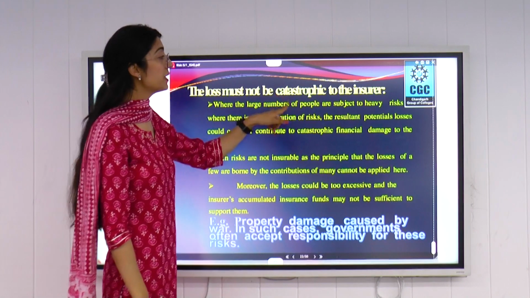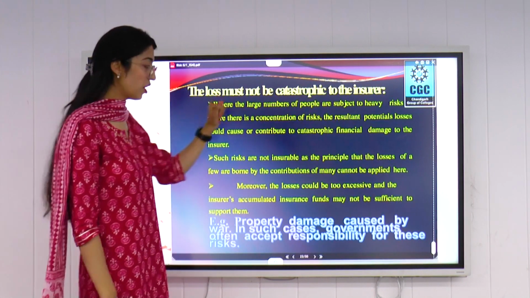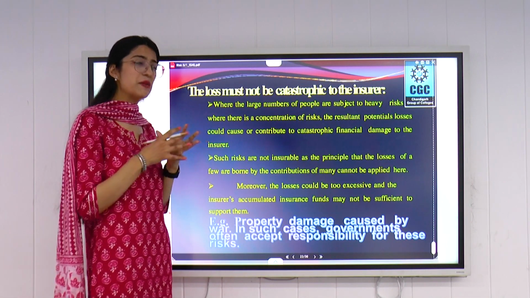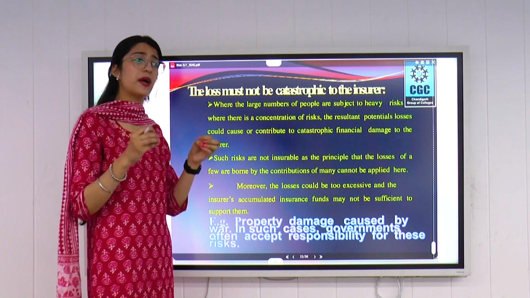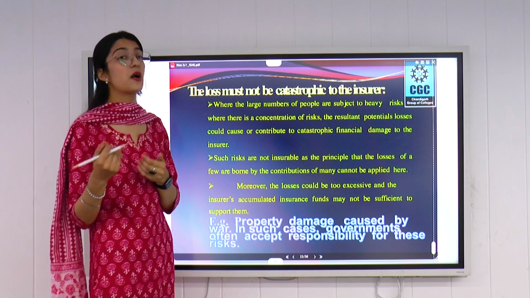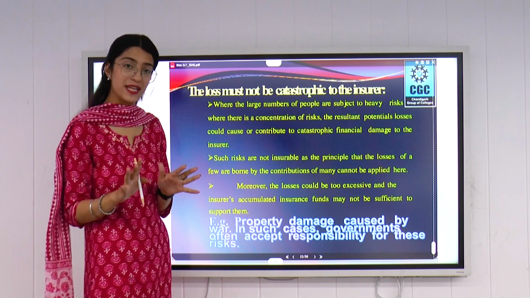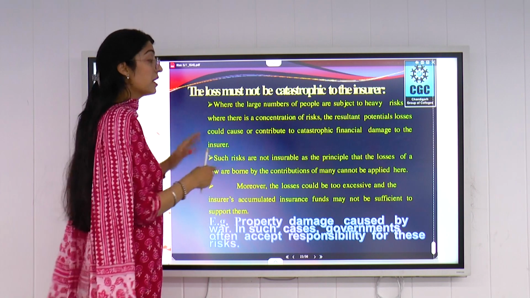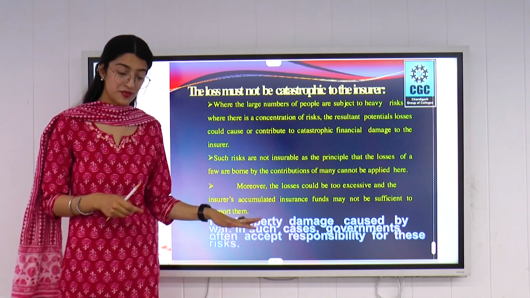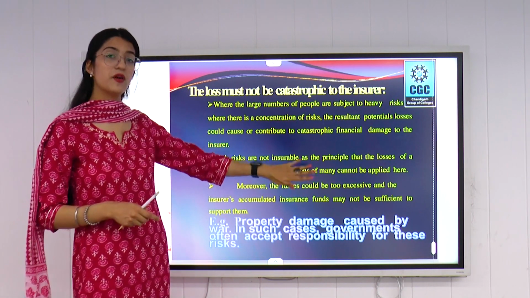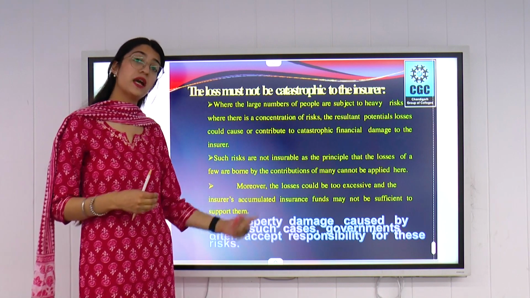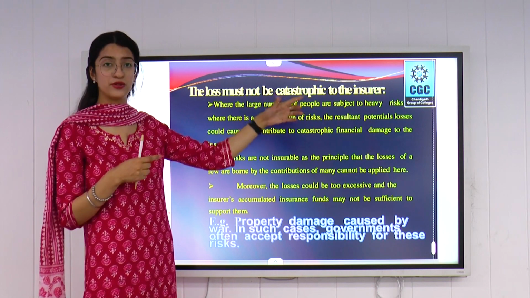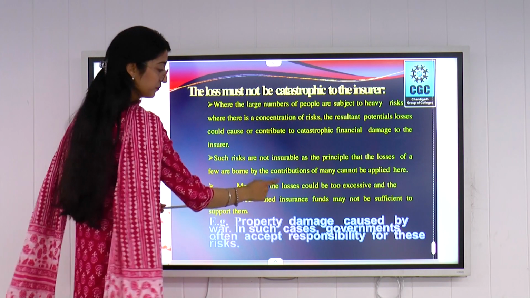The loss must not be catastrophic to the insured. Now, what it means is that, for things like earthquakes and tsunamis, where the impact is so high that it affects the masses, in that case the companies usually do not take on the business, they do not provide an insurance policy. But now, because of the demand of the people, this is the exception basically, the companies are providing insurance for certain such risks also, like natural disasters.